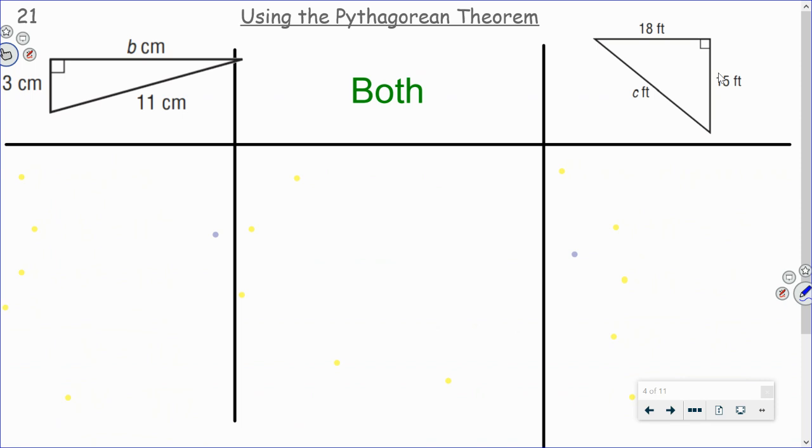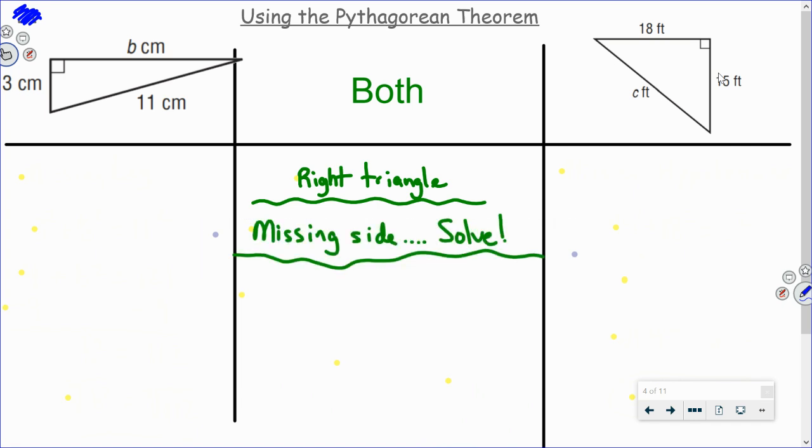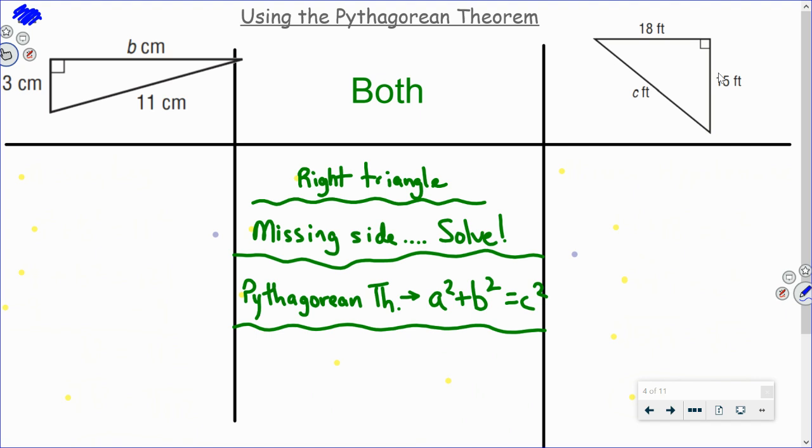All right, so let's take a look at these two problems. On the left, we have a right triangle with lengths of 3, 11, and some missing number that we'll call b. And on the right, we have another right triangle. Hello, there's immediately a similarity. Another right triangle here, we have lengths of 18, 15, and c. So, ladies and gents, we have right triangles for both, and both are missing a particular length, which we can solve using the Pythagorean theorem.